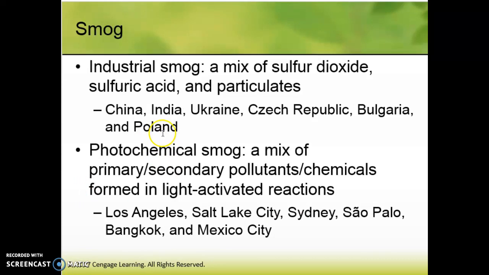So smog, photochemical smog, it's called light smog, dark smog. Industrial smog is going to be basically, what is it made of? If it's made of sulfur, sulfuric acid, and particulates, that's what we see as the dark smog. China, India, Ukraine, Czech Republic, Bulgaria, and Poland are all examples of places that have those.